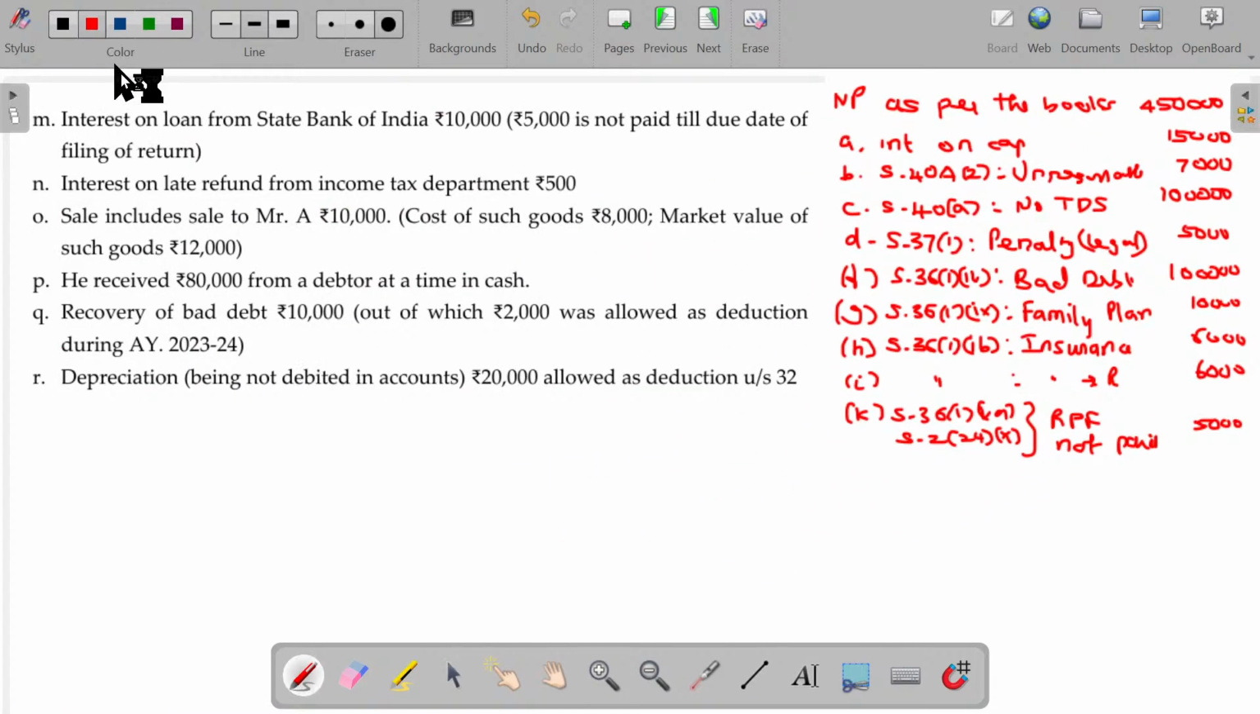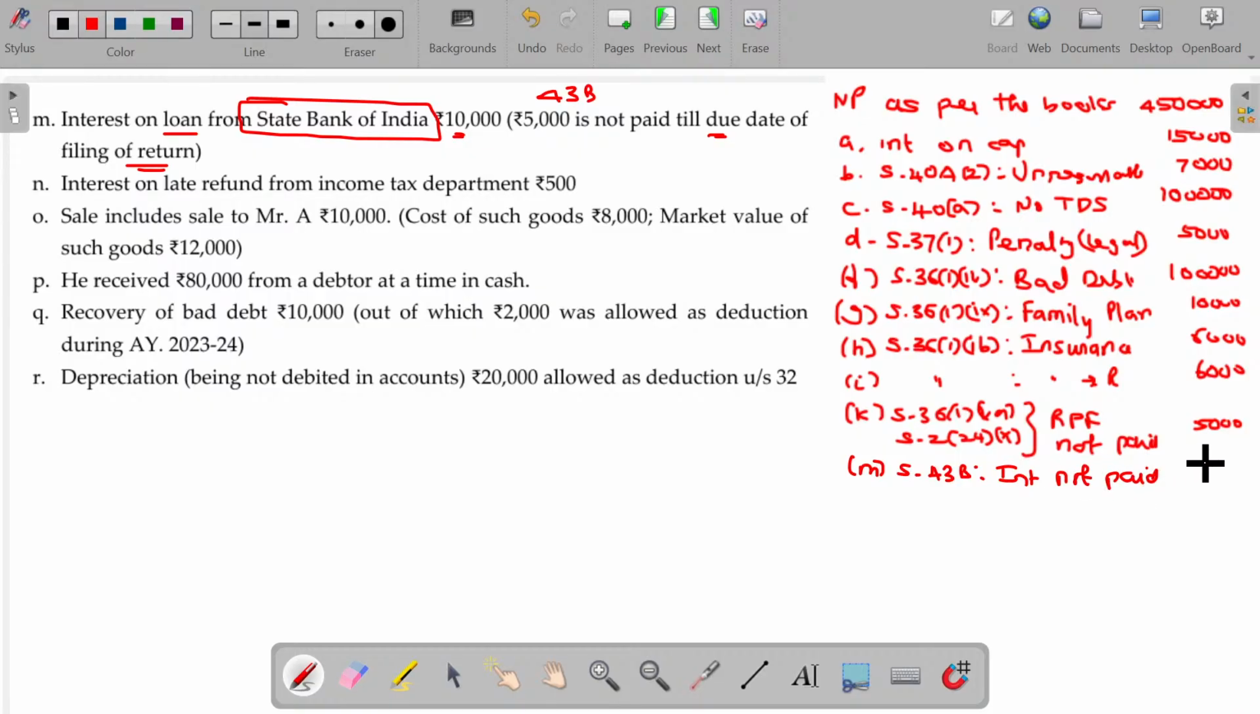I'll continue with the rest here. Interest on loan from State Bank of India, a scheduled bank, 10,000, of which 5,000 is not paid till the date of filing of return of income. Definitely it will fall under section 43B. So in this case, section 43B is applicable. Interest not paid is disallowed. The value being 5,000.